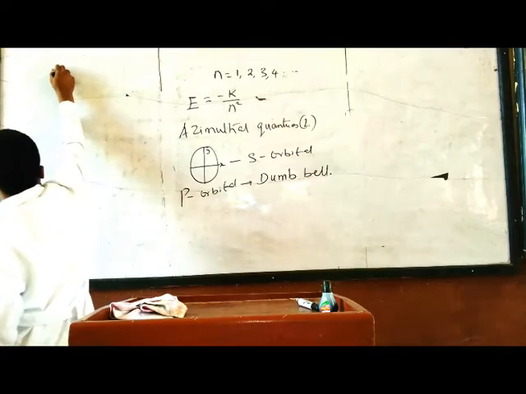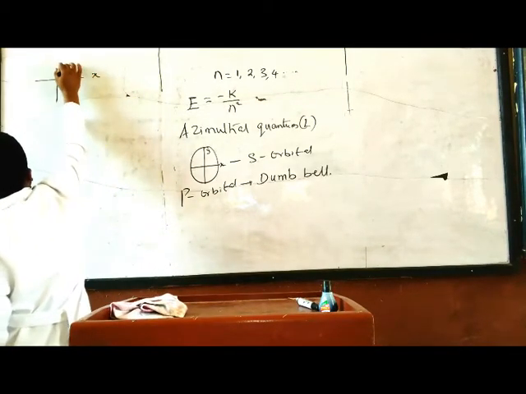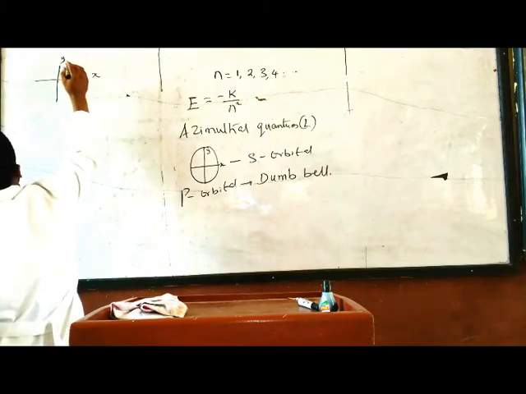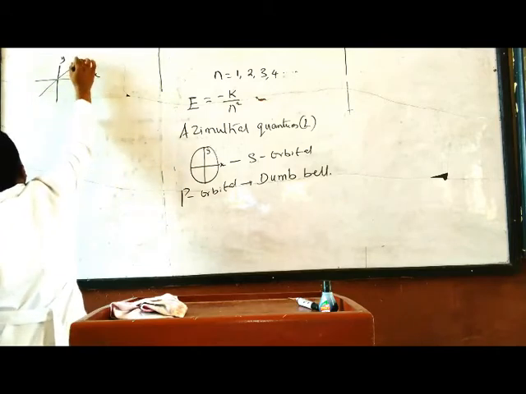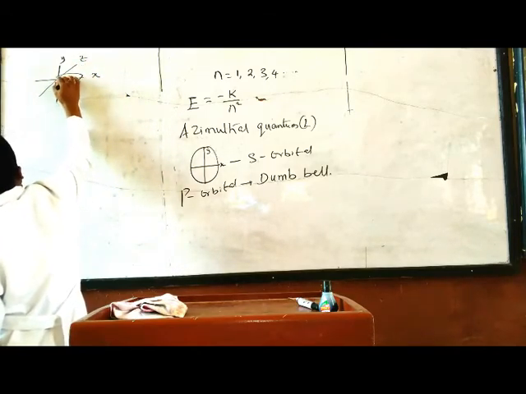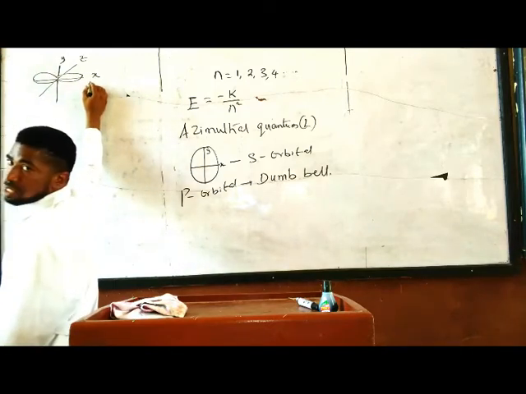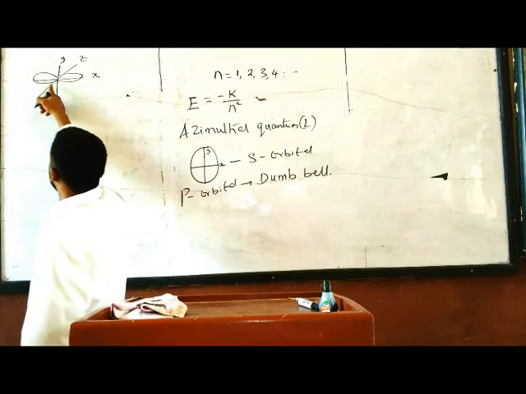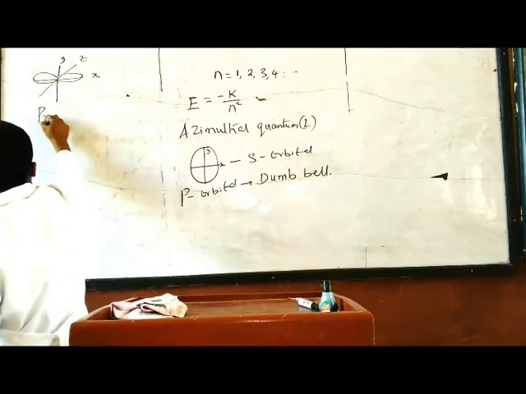If I draw the first one, this is your X, and this is your Y axis. Now to draw the Z. So this is a dumbbell, and this is Px, because the dumbbell is facing the X axis. So I call it Px.